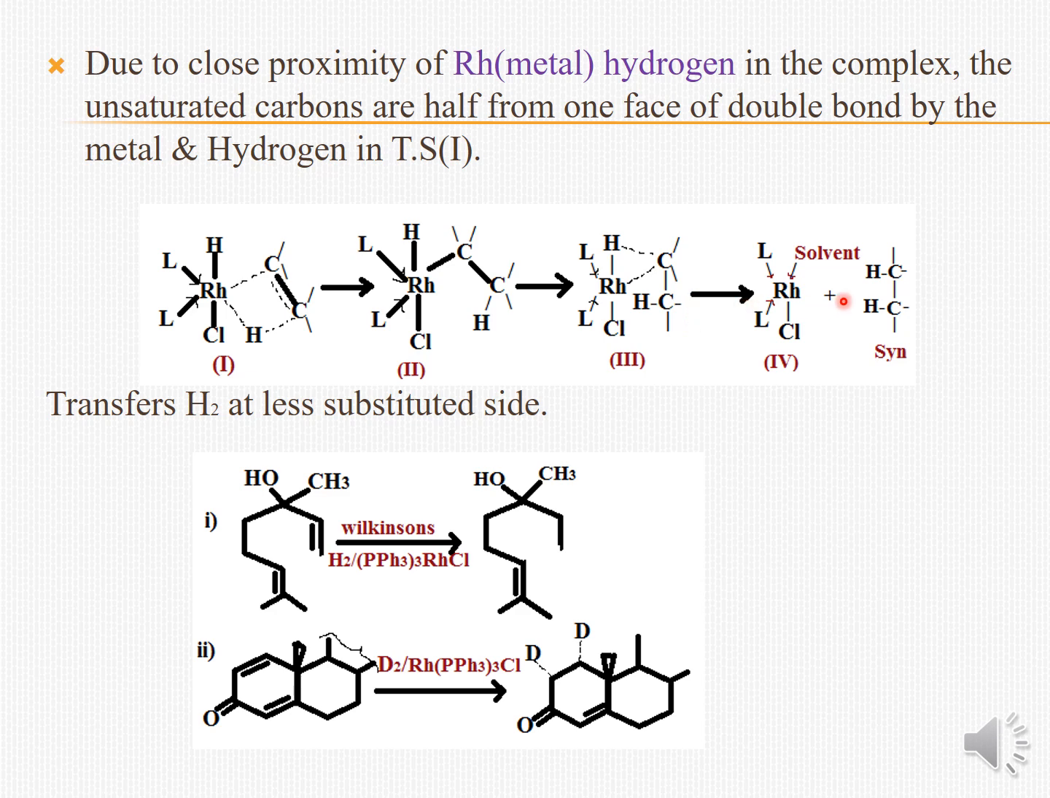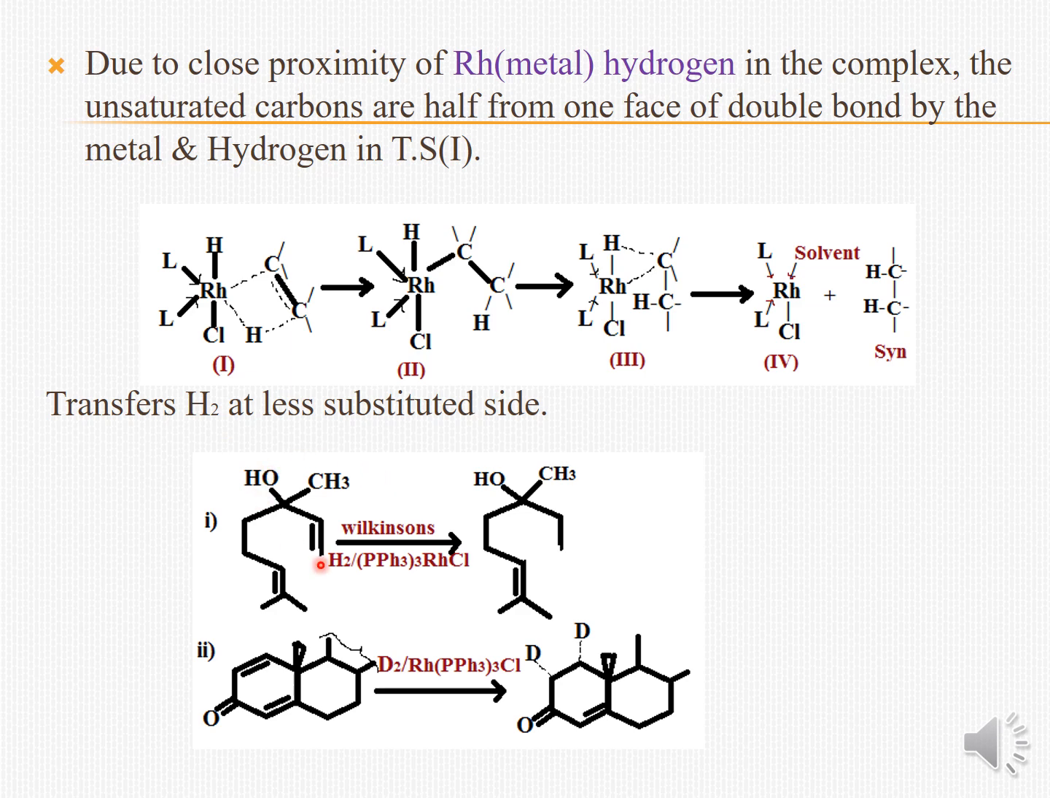This is syn addition. Syn addition will take place towards the one face. That is your one face. If it takes place, then you are resulting in the syn product. And then this fourth transition state can be regenerated again for the rhodium catalyst.